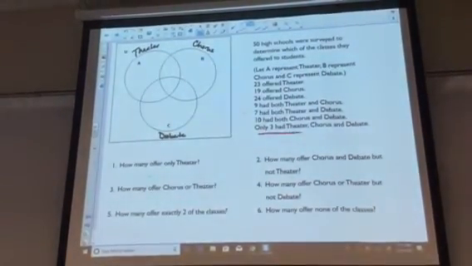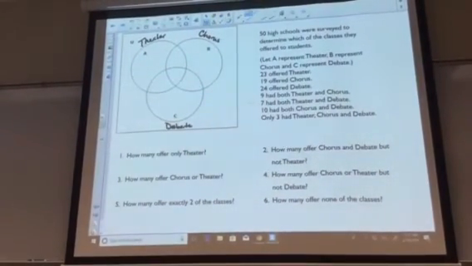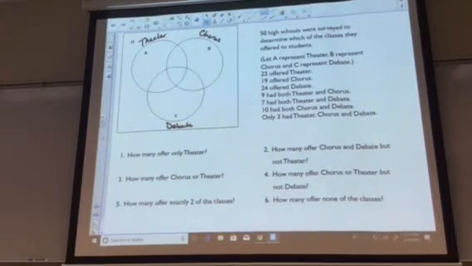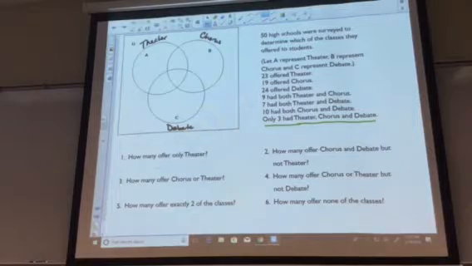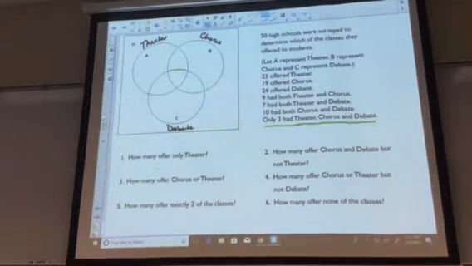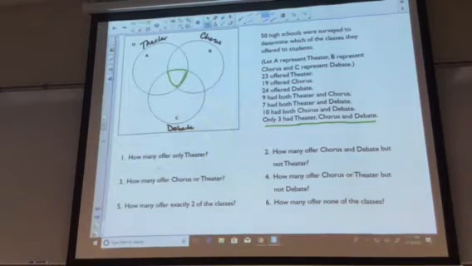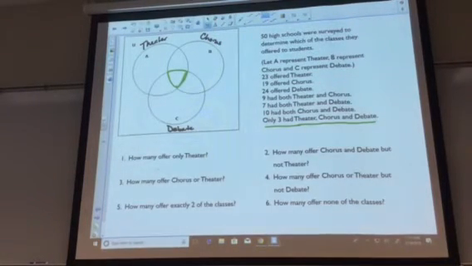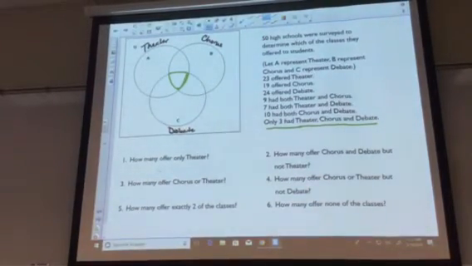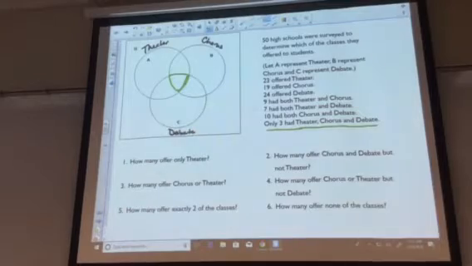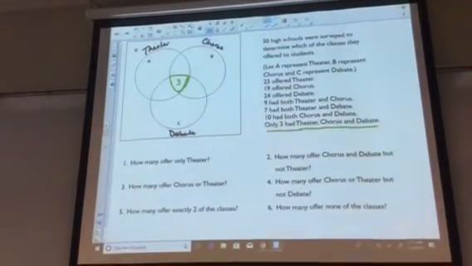3 of the schools in question had theater, chorus, and debate. This is the one small piece of all 3 circles that belongs to all 3 of them at the same time. That is the most prized piece of information. There's 3 people in there.